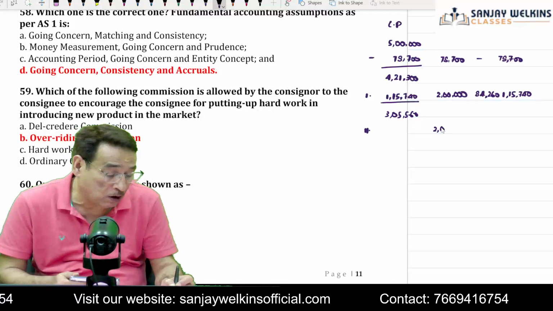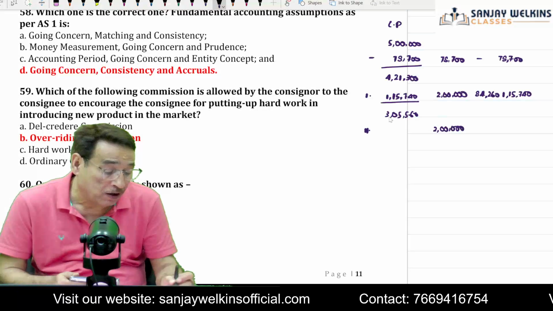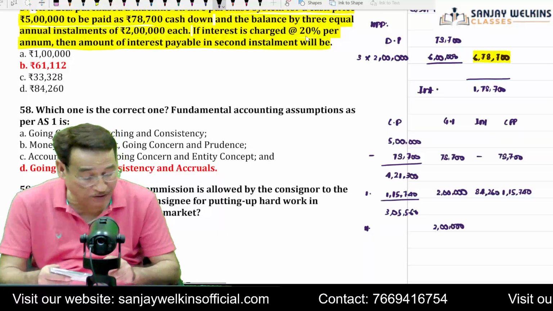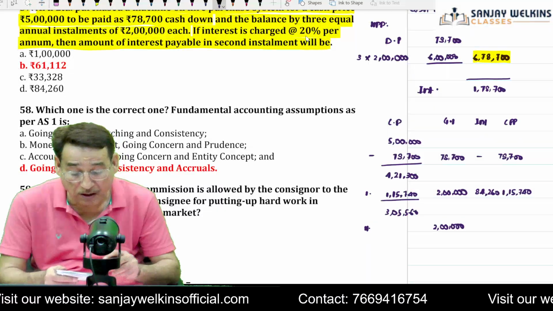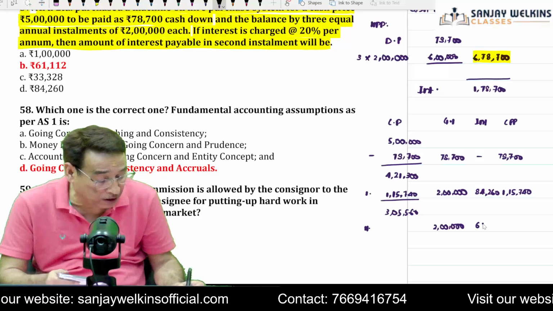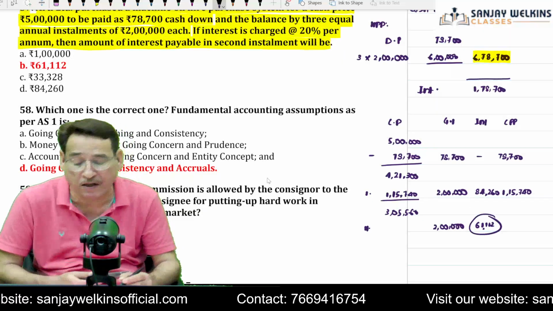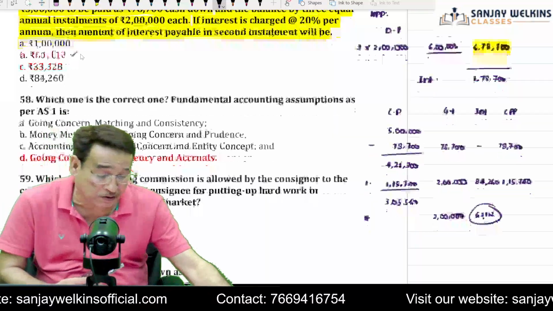Now we come over to the second installment. The second installment is 2 lakh. Now I want to compute the interest. The interest will be computed at the rate of 20%, so the interest comes to 61,112. In fact, the question is asking only the interest in the second installment. So this will be your interest of the second installment.